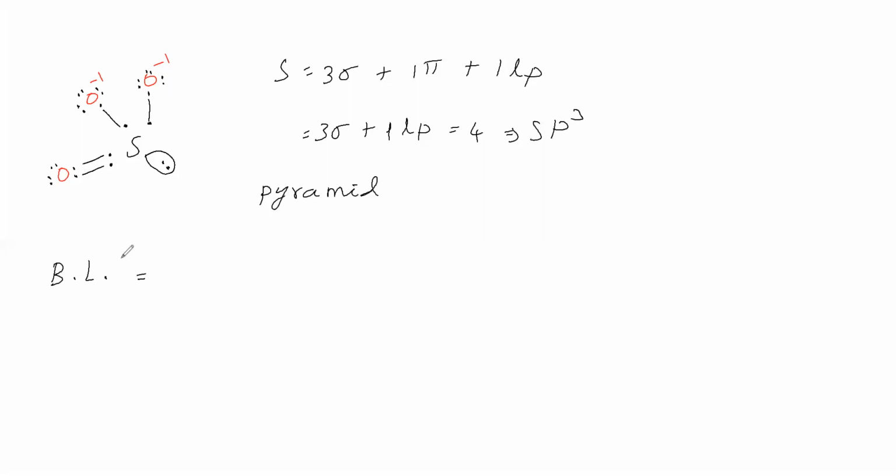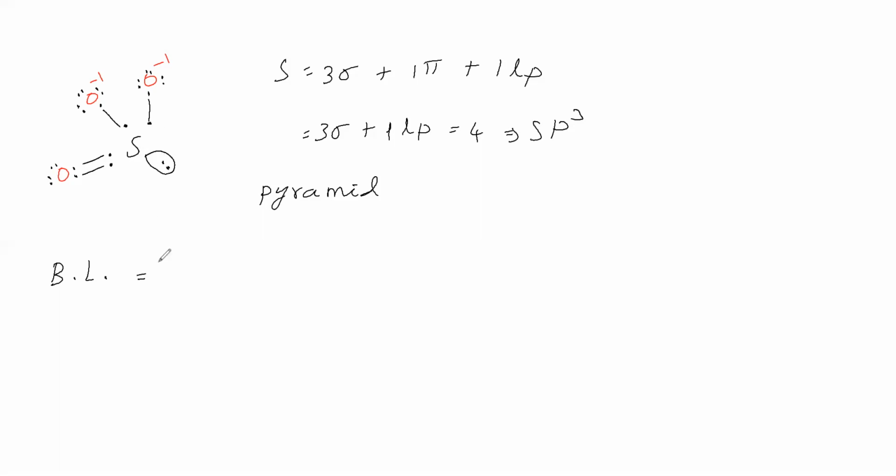Regarding bond length, as per hybridization, how many bond lengths will be there? The double bond will have 1 bond length, and the single bonds will have the same bond length. This double bond will have a different bond length. Therefore, this SO3 2 minus will have 2 bond lengths as per hybridization. That means as per this structure we are predicting 2 bond lengths.